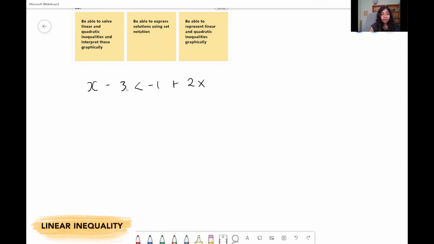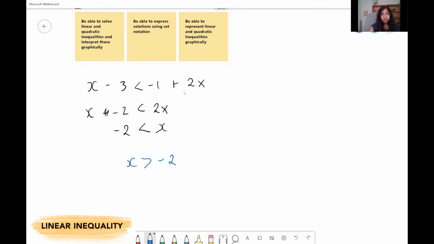So let's say we would add 1 to both sides, so you would get x minus 2 is less than 2x. And then if you subtract x from both sides, you get minus 2 is less than x. Then the solution would be, if you want to put the x on one side, just use the inequality the other way around: x is more than minus 2. And that's the solution to that linear inequality.